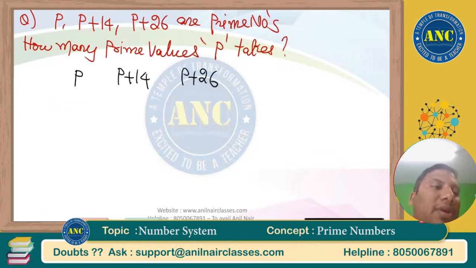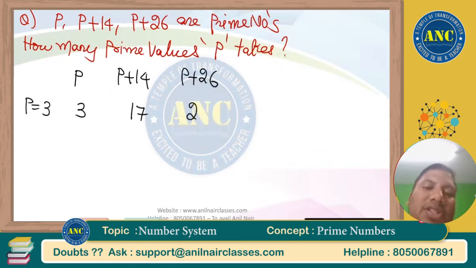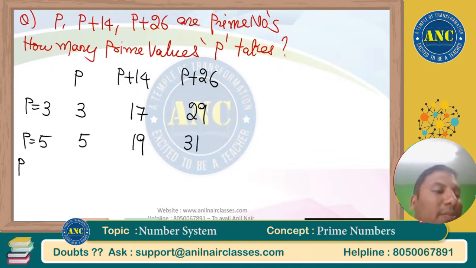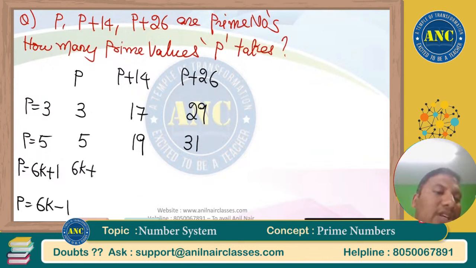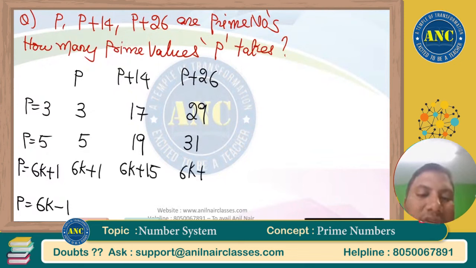The lowest prime number is P equivalent to 3: 3 plus 14 is 17, 26 plus 3 is 29. Next prime number is 5: 5 plus 14 is 19, 5 plus 26 is 31. For the next prime number greater than 5, one form is 6k plus 1, another is 6k minus 1. If I take 6k plus 1, then 6k plus 1 plus 14 is 6k plus 15, and 6k plus 27. These are divisible by 3.